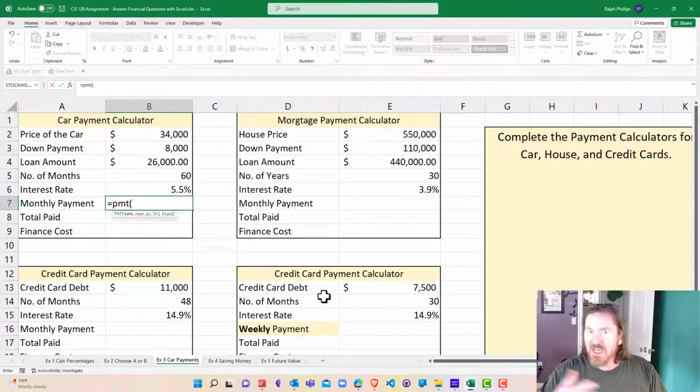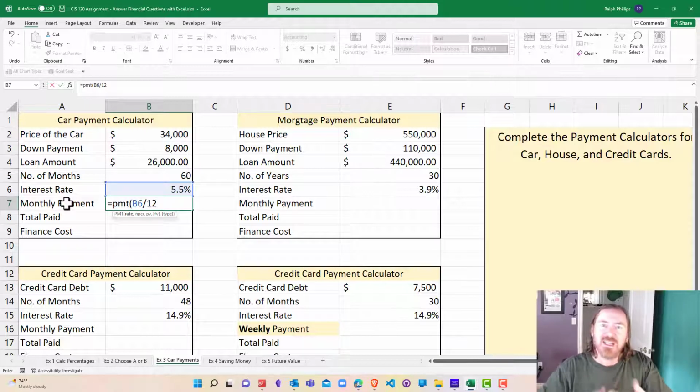Because they can change every year or two, or sometimes every couple of years, depending. So let's see, I've got the payment. Now the first thing I need to put in is the rate. So I'm gonna take my annual rate and divide it by 12 to get it into monthly terms, because I want monthly payments.